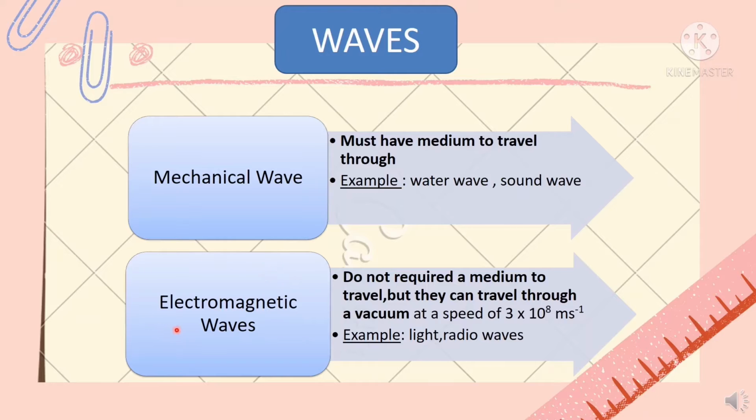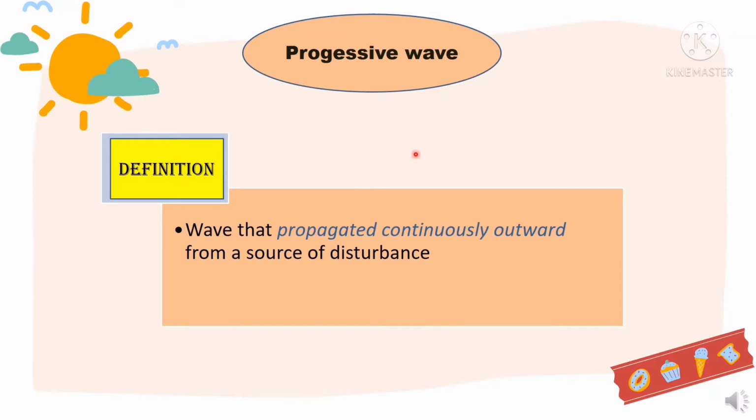And the second one is electromagnetic waves. They do not require a medium to travel, but they can travel through a vacuum at a speed of 3 times 10 to the power of 8 meters per second. For example, light, radio waves. For the subtopic 10.1, properties of wave, progressive wave can be defined as wave that propagated continuously outward from a source of disturbance.